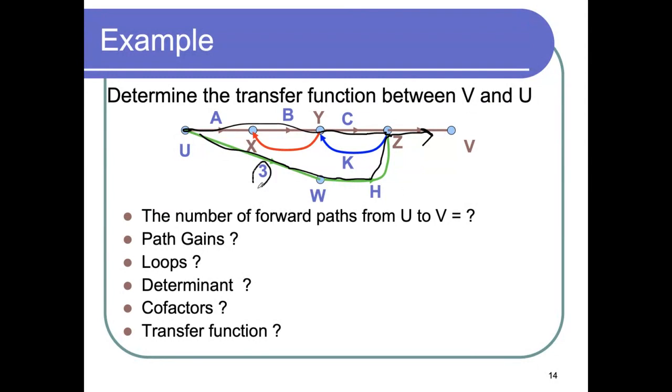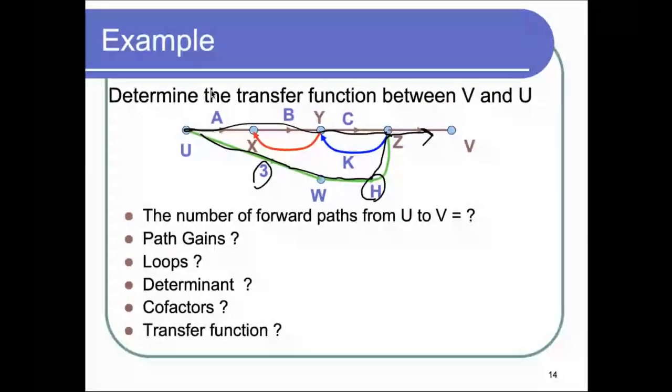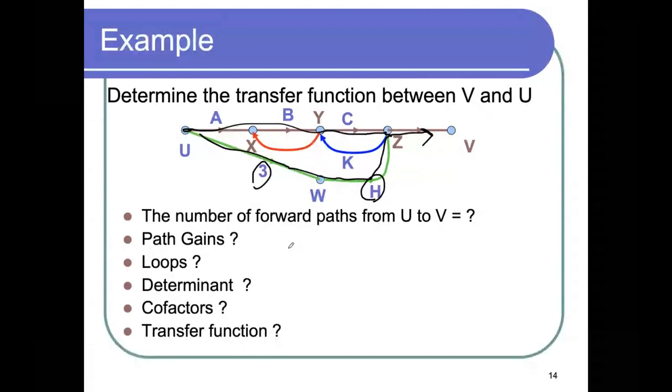Now, what is the determinant of the system? The determinant of the system is something we can compute as follows. It is 1 minus the sum of all different loop gains plus the sum of the gain products of all combinations of two non-touching loops minus the sum of gain products of all combinations of three non-touching loops. And we will have examples to elaborate more on this.